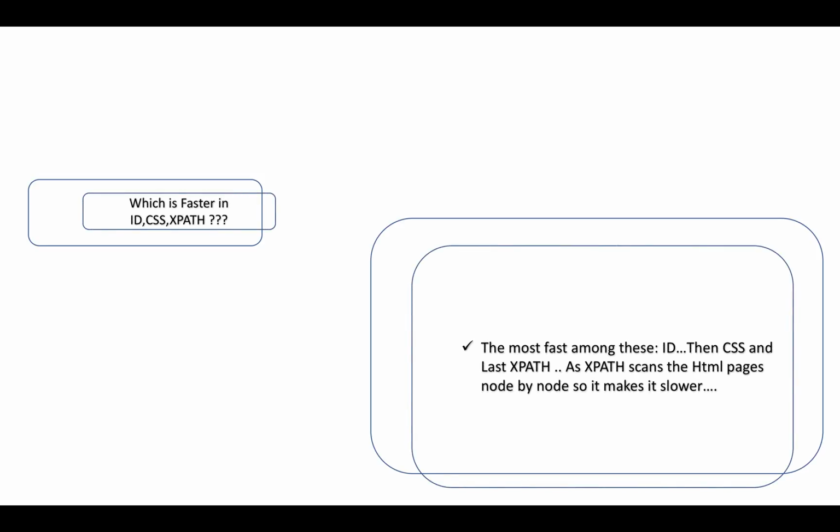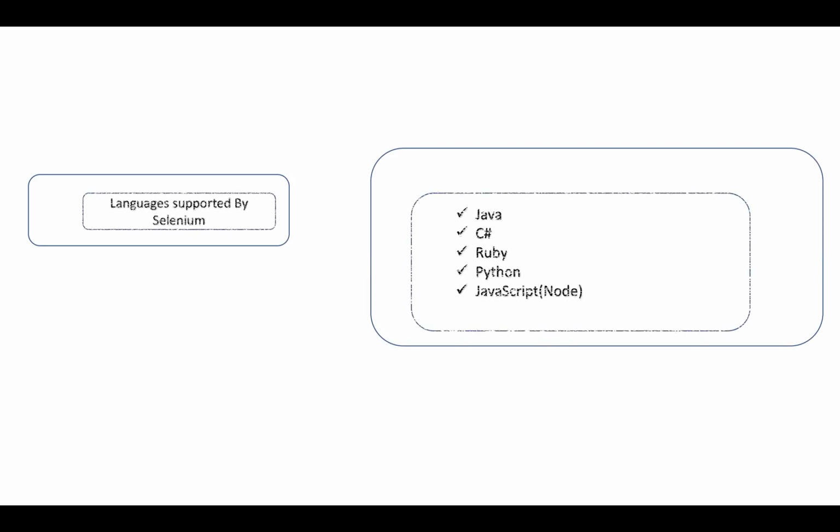Now the next question that might come to you: which one is faster, ID, CSS, or XPath? ID is the fastest because it has a unique attribute. CSS is slower compared to ID. And XPath is obviously very slow compared to CSS and ID, because XPath scans the HTML page nodes or tags, and it goes through each of the nodes mentioned by your XPath. That's why it makes the script slower, right? Languages supported by Selenium are Java, C Sharp, Ruby, Python, JavaScript.